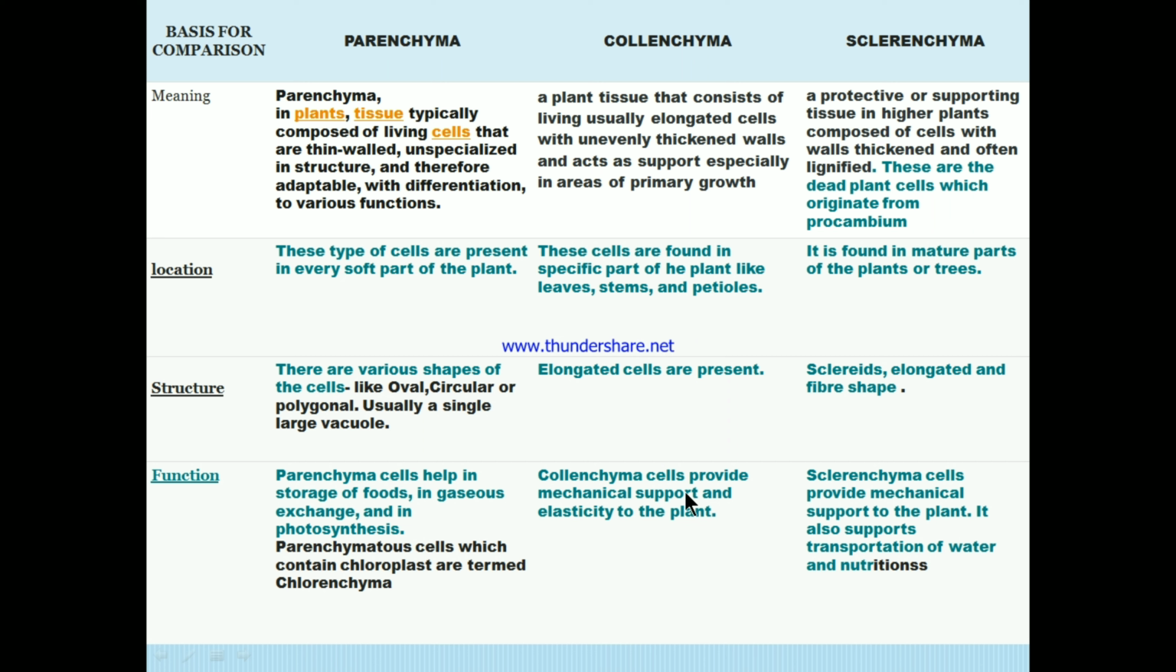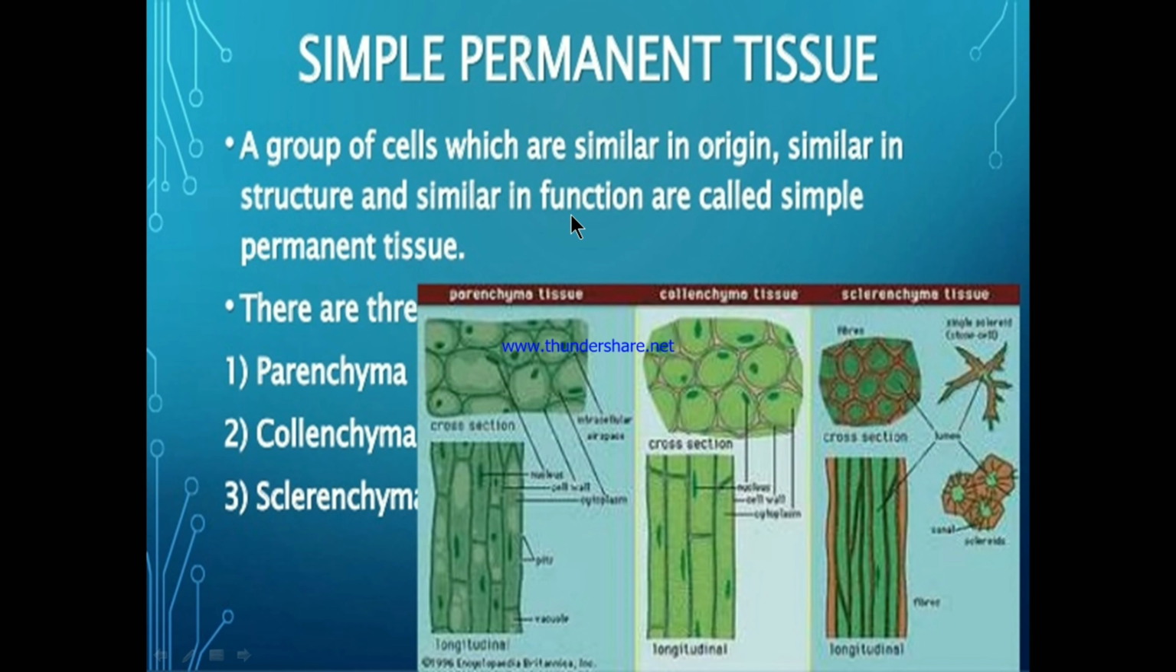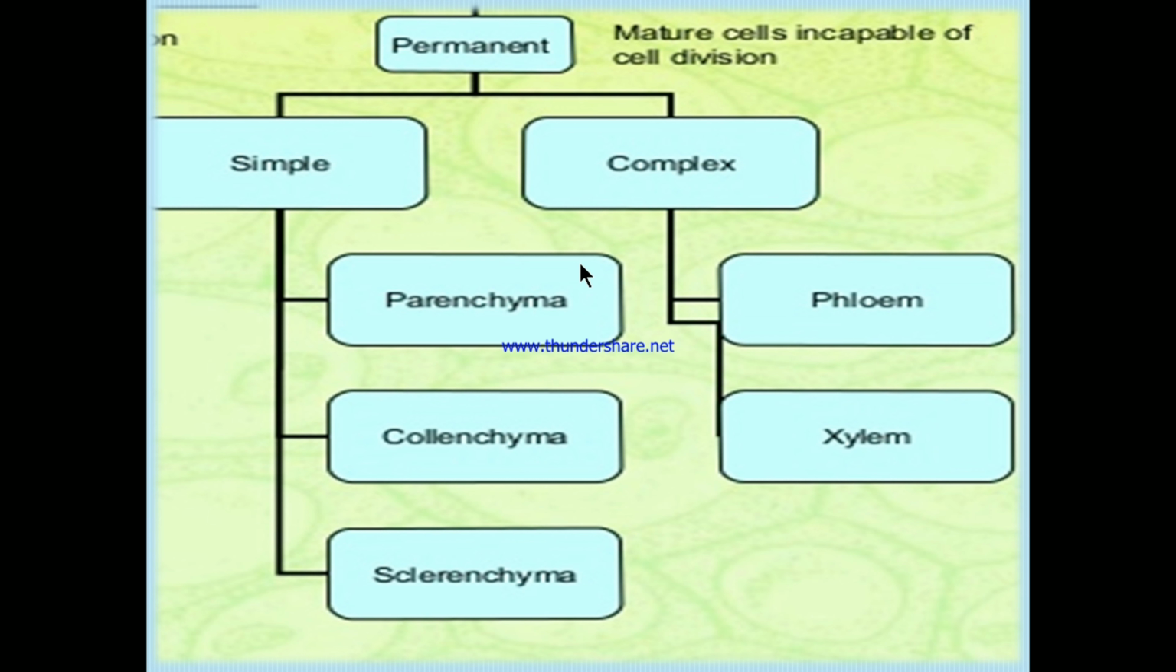Collenchyma gives mechanical support and elasticity to the plant, so two important functions. And sclerenchymas are responsible for providing mechanical support and help in the transport of different nutrients in the plant. So these are the three different types of simple permanent tissue we have done today. In our next classes we will again discuss the complex permanent tissues, phloem and xylem, in detail. Thank you so much.